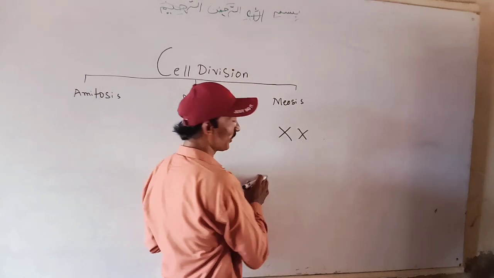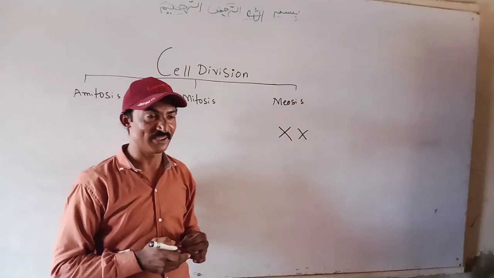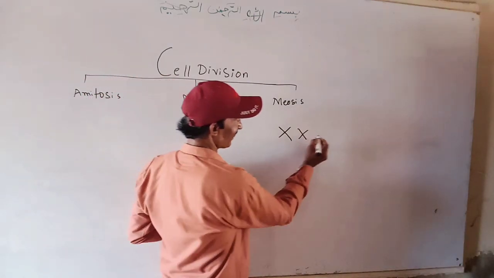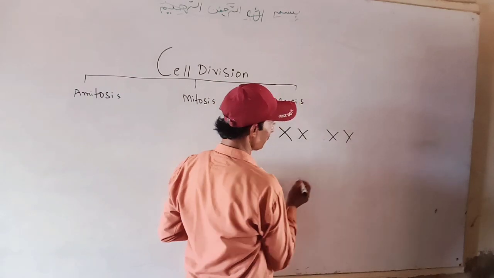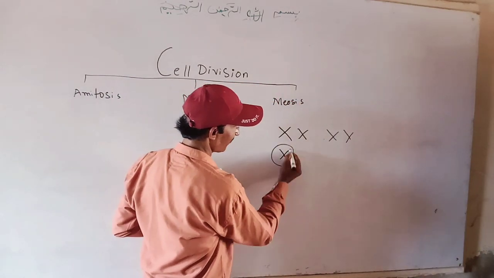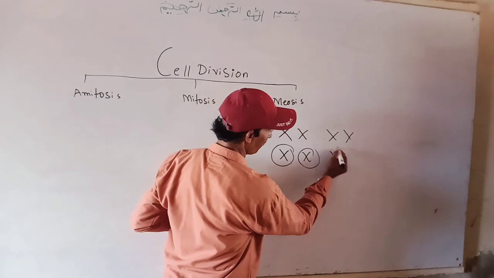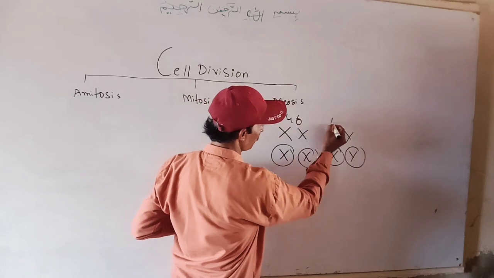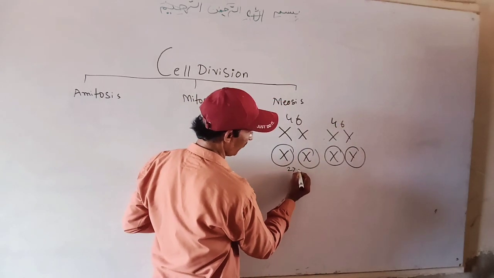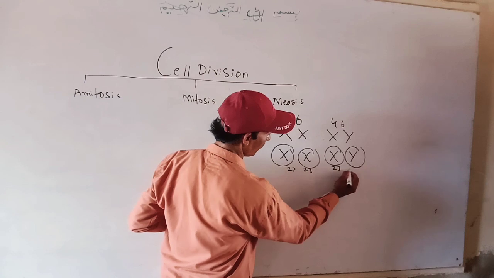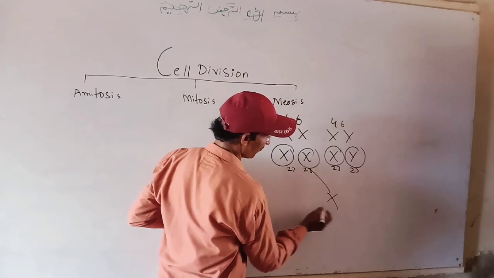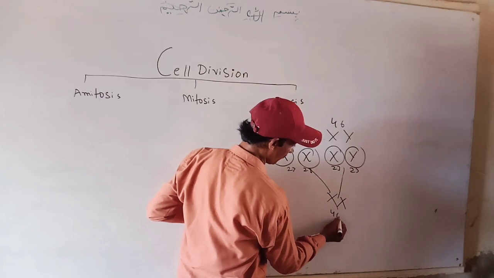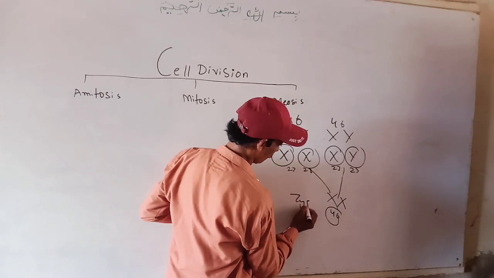female chromosomes. How many chromosomes are in the male and female, and in the human? 46 chromosomes. Here are the male chromosomes, and here are the gametes, with 23 chromosomes each. Here is the X chromosome, and here is the X chromosome. It means 46 chromosomes, and a zygote is formed.